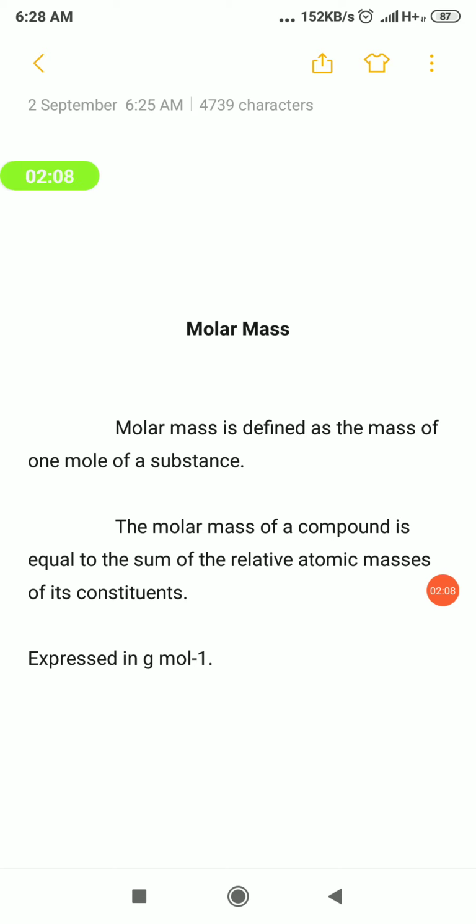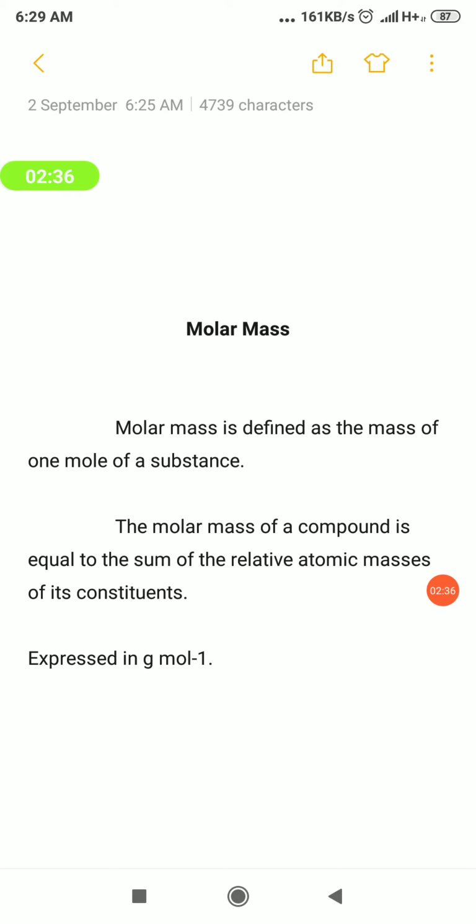Simply, if you want to find the molar mass of H2O, it has how many hydrogens? 2 hydrogens. What is the mass of hydrogen? 1. So 2 into 1, plus 1 oxygen. The mass of oxygen is 16. In this formula we have only 1 oxygen, so 1 into 16. So 2 plus 16 is equal to 18. In this simple way we can find the molar mass of a substance.